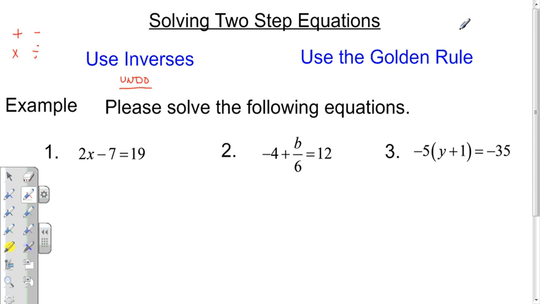The golden rule is whatever you do on one side of an equation, you have to do to the other side of the equation. Again, because we talked about the fact an equation is like a balanced scale. If you put something on one side, you have to put the equal amount on the other so that the scale maintains its balance. The balance is the fact that the equation is, in fact, equal.